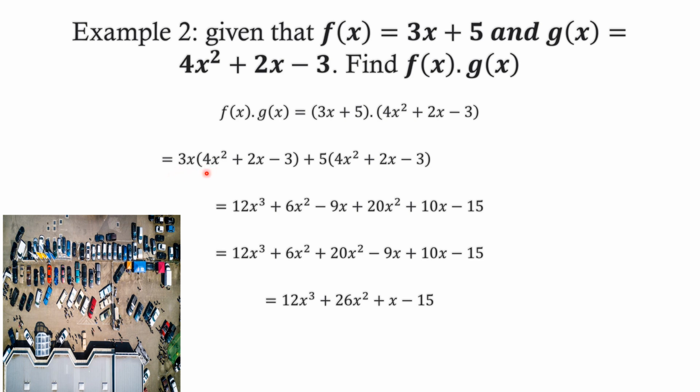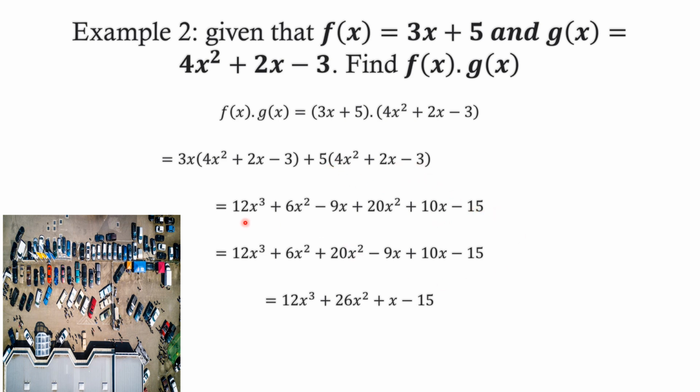This time, as I said, we multiply the numbers first: 3 times 4 is 12. x times x^2 gives us x^3. Then 3 times 2 is 6, and x times x gives us x^2. Maintain the variable, add the exponents. Then 3 times minus 3 is minus 9, and x times no variable, which is 1, gives us x. Then 5 times 4 is 20, the x^2 stays, 5 times 2 is 10, then the x, and 5 times minus 3 is minus 15.